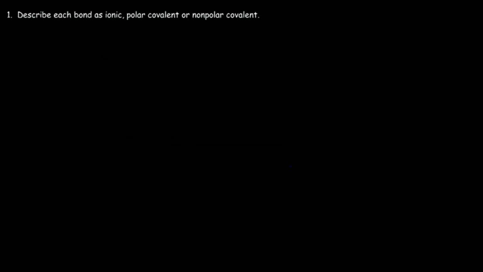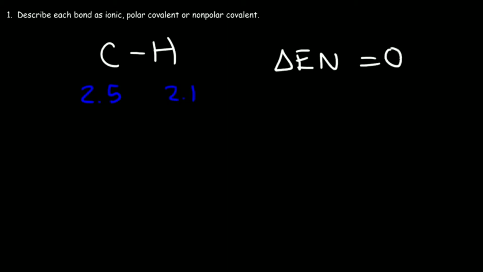Now let's go through some more examples. So what about the carbon-hydrogen bond? Would you describe it as ionic, polar covalent, or non-polar covalent? Now carbon has an electronegativity value of 2.5, and for hydrogen it's 2.1. So the electronegativity difference is 0.4, which means that this bond is nonpolar.